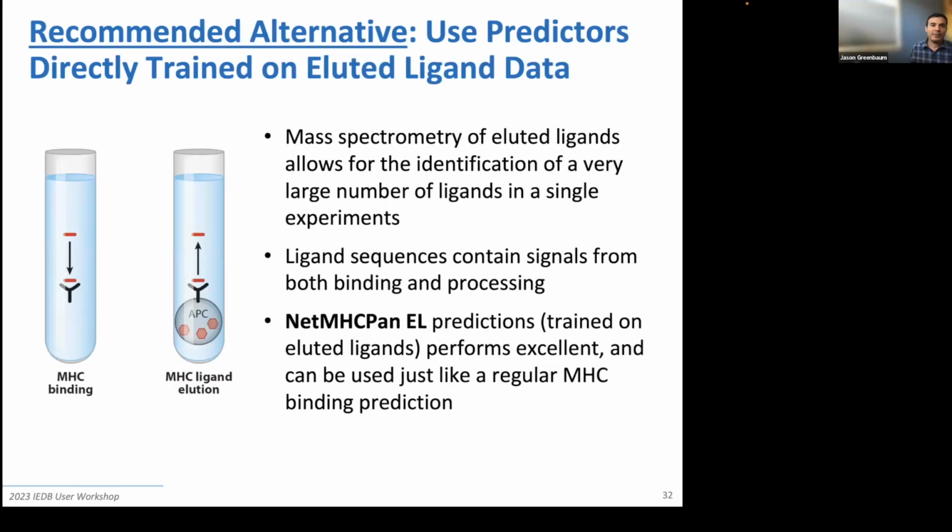And as an alternative, we recommend to use methods that are trained directly on eluted ligand data, such as NetMHCpan-EL, that have the advantage that the peptides they're trained on are peptides that have gone through most of that endogenous antigen processing pathway. They've been processed, they've bound to MHC, they've made their way to the cell surface. The only thing they haven't done is been recognized by a TCR. But these have a much higher likelihood of being an epitope because of that.